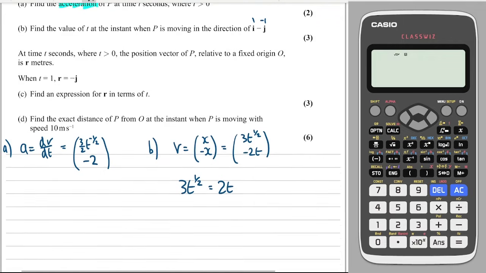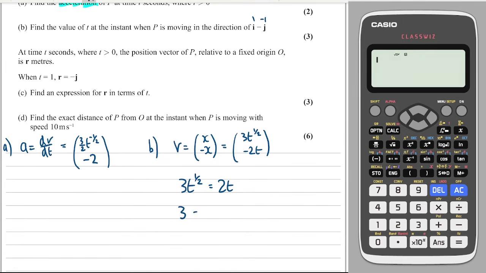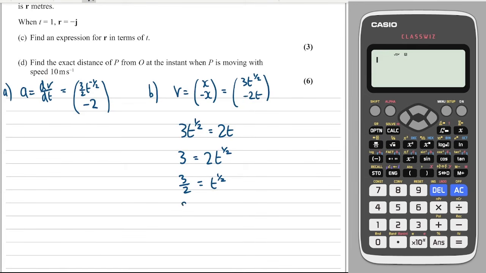If I divide through by t to the half, I will get this. If I divide through by 2, and then if I square both sides, I will get 9 over 4 is equal to t.